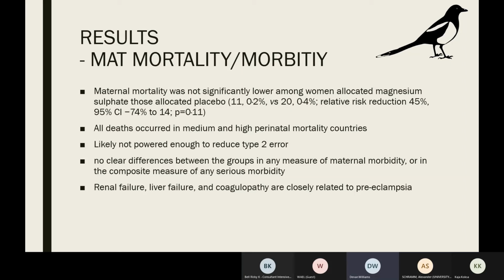And there were no clear differences between the groups in any measure of morbidity, such as renal failure or respiratory depression, which were part of the secondary outcomes. Essentially the only thing they really found is that the more severe preeclampsia you had, the more likely you were to have morbidity, and magnesium didn't really change that at all.